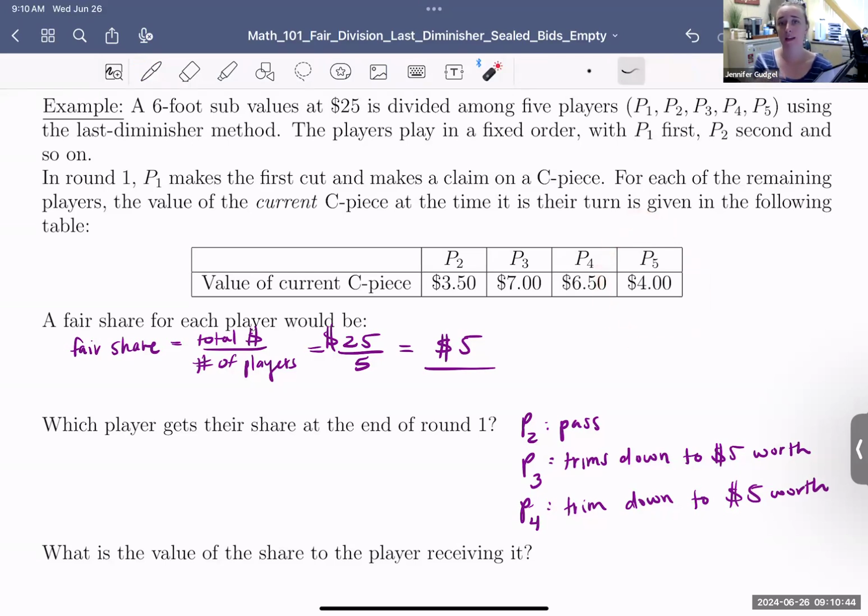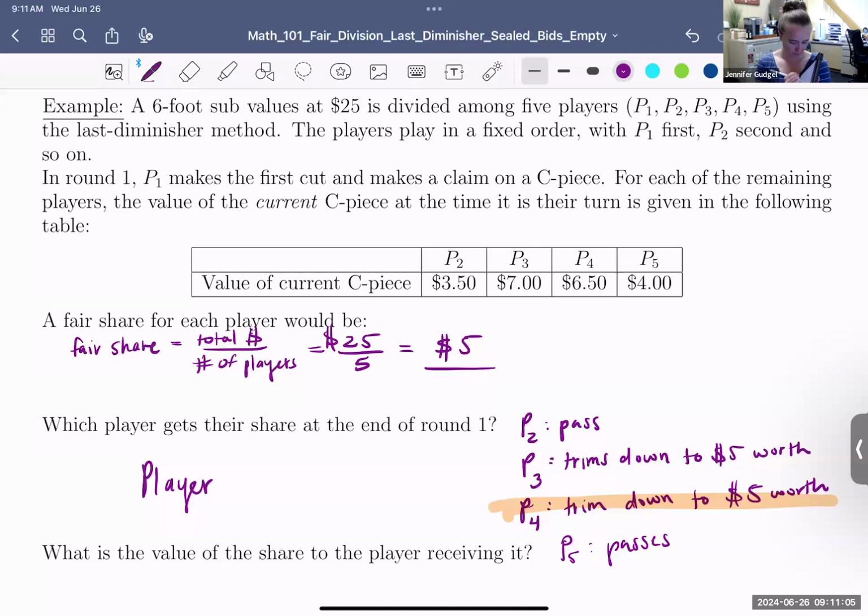Player five looks at that double trimmed piece now and says, that's worth $4. That's not enough. It needs to be at least $5. So that means player five passes. And the last person that had trimmed is the one that gets to keep it. So at the end of round one, player four claims the piece.